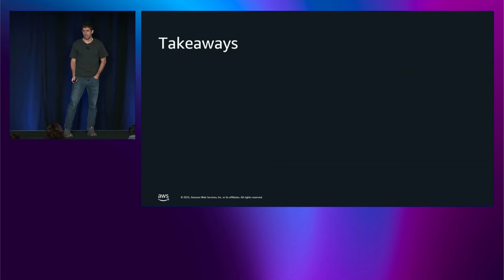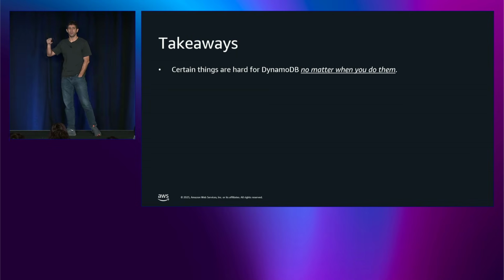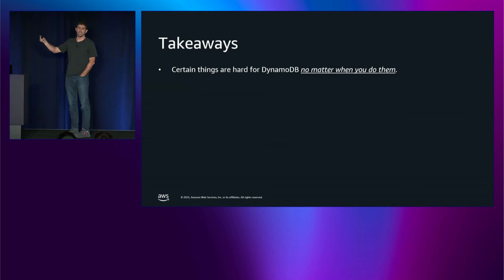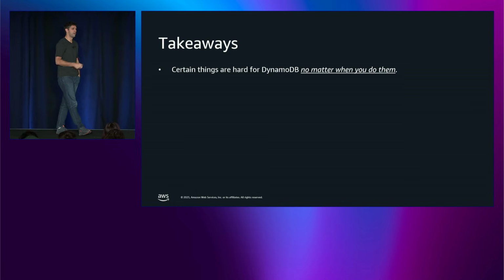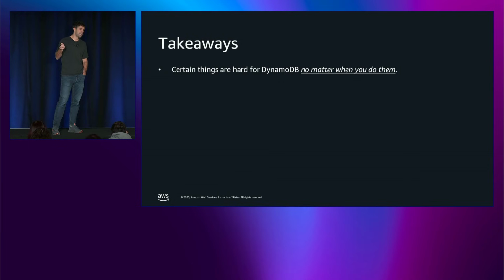Main takeaways, I would say, from this schema evolution section. Again, certain things are going to be hard for Dynamo no matter when you do them. And if you find out about that use case down the road, it didn't matter if you knew that up front. Complex filtering is going to be hard with Dynamo. So you probably should think up front, am I eventually going to need complex filtering type use cases? And if so, how am I going to handle that when I get there? Am I going to use an external system? Am I going to do it myself with Dynamo? Or should I just choose a different database?